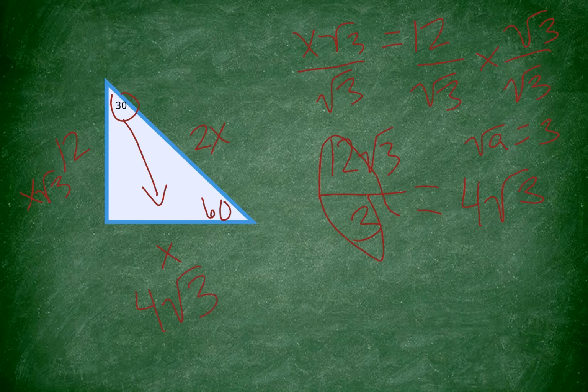Notice that there's a pattern. Just like with the 45, 45, 90, where I just divide by 2 and stick a square root 2 on the end, the same thing is true on this side. I take the 12, divide it by 3, and then stick a square root 3 on the end. So 12 divided by 3 is 4, and then I stick a square root 3 on the end. And that is my x value. And if my x value is 4 square root 3, then my hypotenuse is going to be 2 times that. So 2 times 4 square root 3 gets me 8 square root 3. And that's the answer for this one.